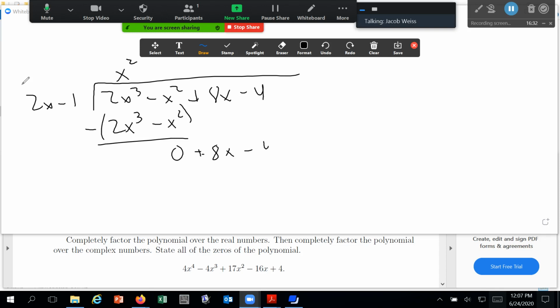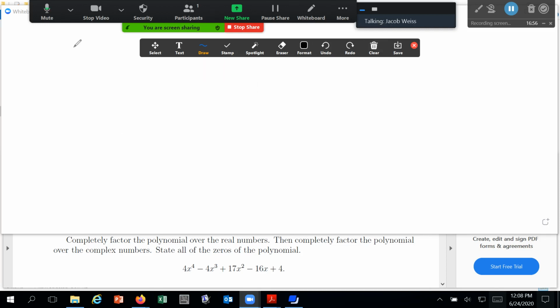And then I bring down the next term also, because since this is 0 here, I just bring down the next two terms. Now I need to figure out what I need to get from 2x to get to 8x. I have to multiply by plus 4. And if I do that, I get 0 as my remainder. So I get x squared plus 4.